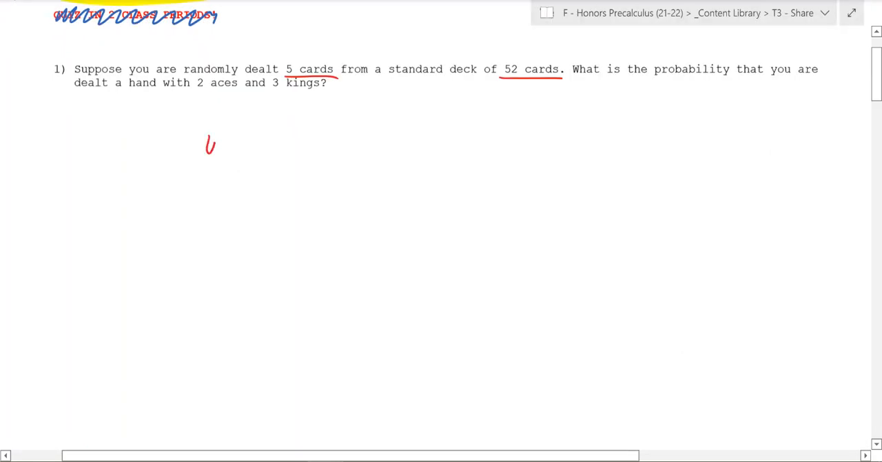So remember, we're trying to figure out the number of ways to win the game over the number of possible ways to play the game. In terms of the number of ways to win the game, for 2 aces, there's 4 aces total, and we're choosing 2 of them. It doesn't matter which 2, so it's going to be 4 choose 2. And we're going to multiply that by 4 choose 3, since there's 4 kings.